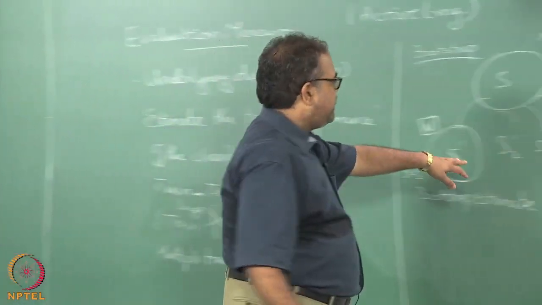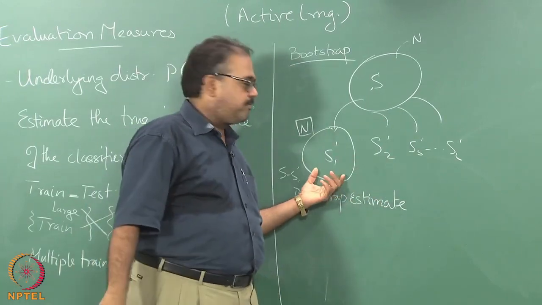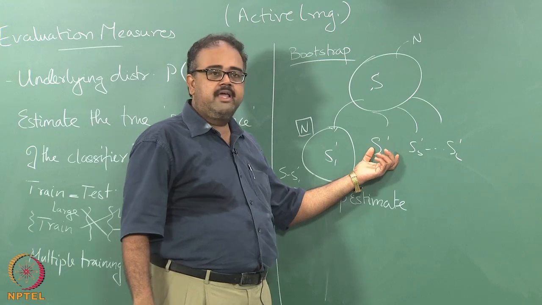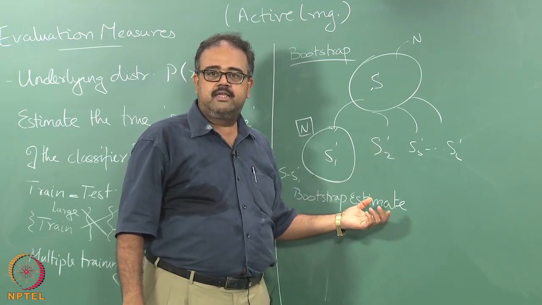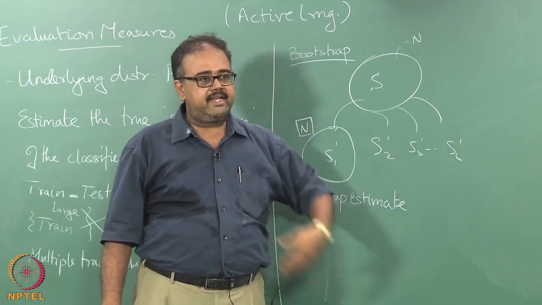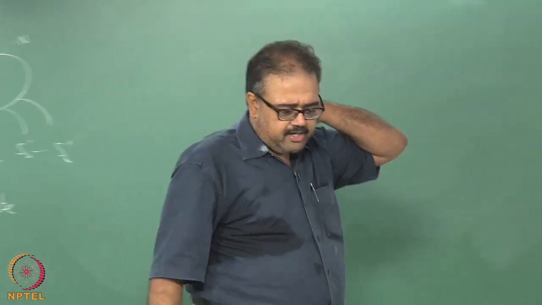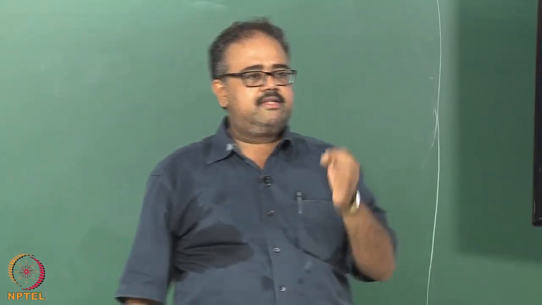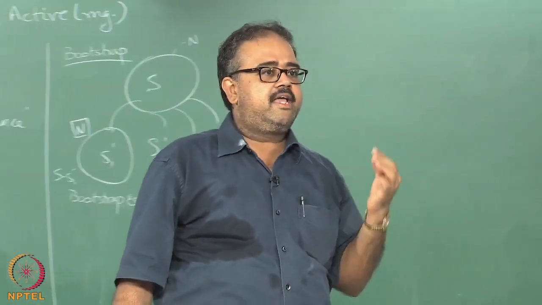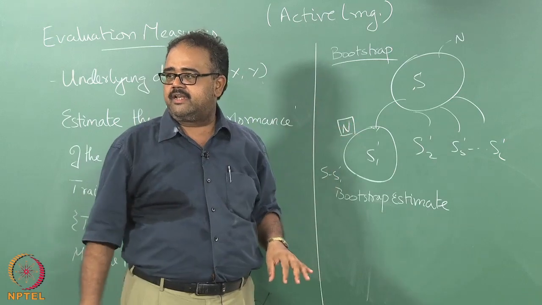Likewise, I will train another classifier on S2 prime using the same method. If I am using backprop for training, I will use backprop and train on S1 prime and test on S minus S1 prime. Likewise I will train on S2 prime and test on S minus S2 prime. So how many estimates for the error will I get? L estimates. I will take an average of that, which gives me the bootstrap estimate for the error. And you can show that the bootstrap estimate will have a lower variance than just using S and randomly splitting it into test and train.